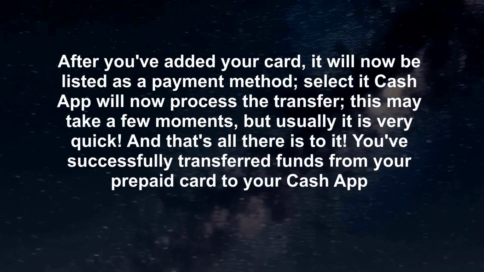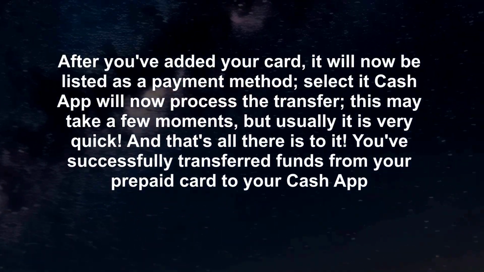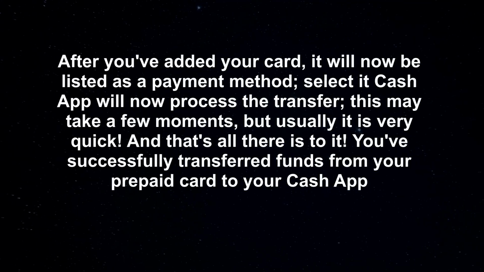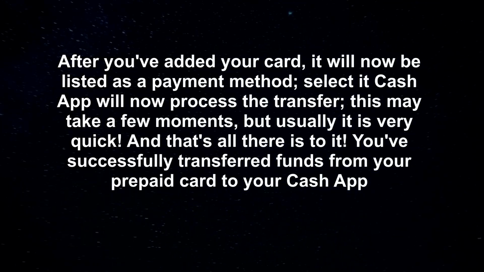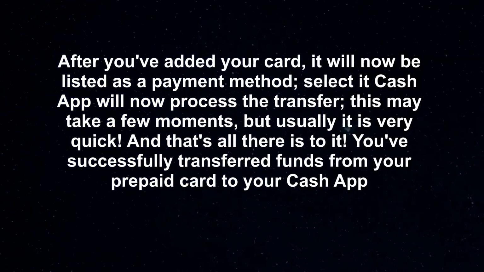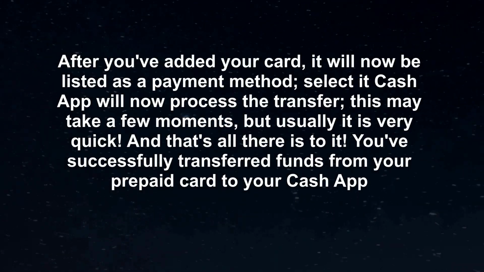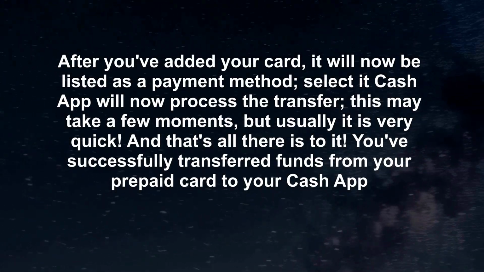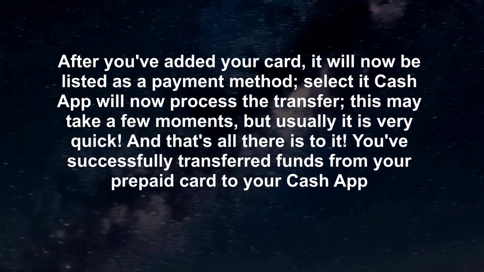After you've added your card, it will now be listed as a payment method. Select it. Cash App will now process the transfer. This may take a few moments, but usually it is very quick, and that's all there is to it. You've successfully transferred funds from your prepaid card to your Cash App.